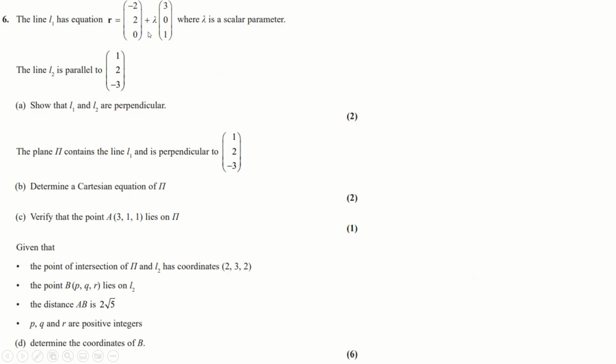We got the vectors question here. So L2 is parallel to this. Show they're perpendicular. Well, if they're perpendicular, then their direction vectors dot to make 0. So let's just do this dot this. Be clear with the working because it's a show that question, and therefore perpendicular.